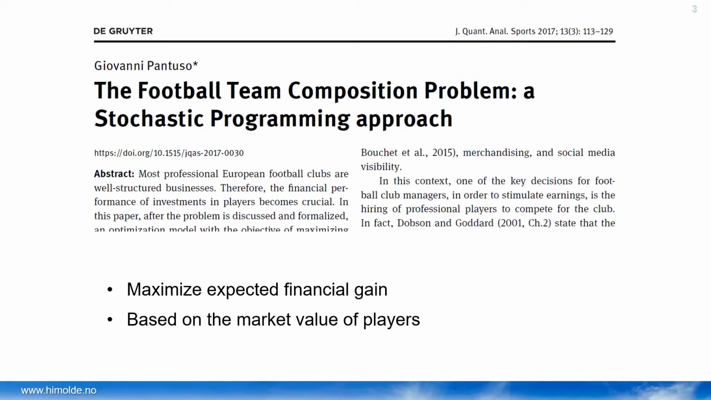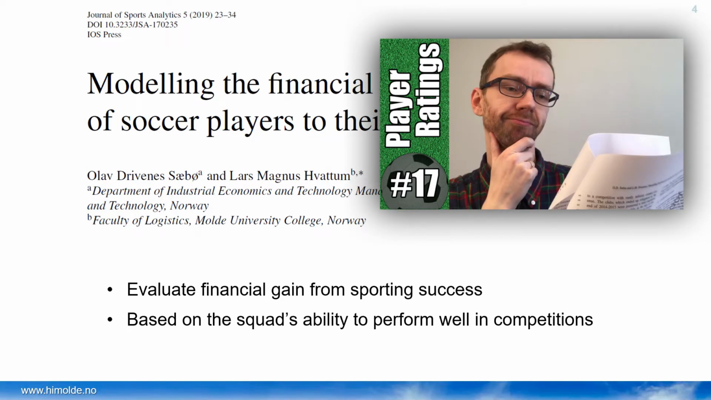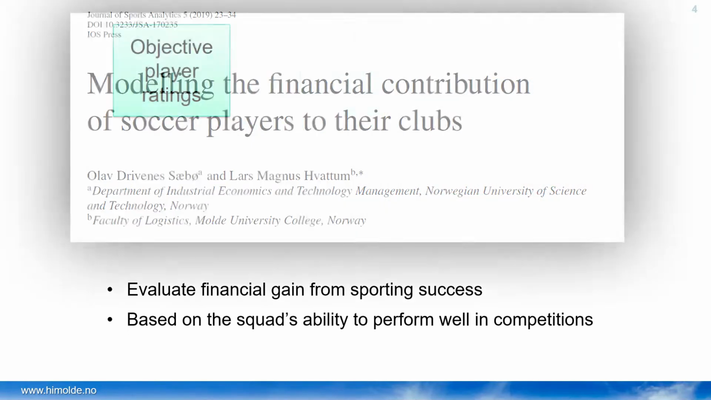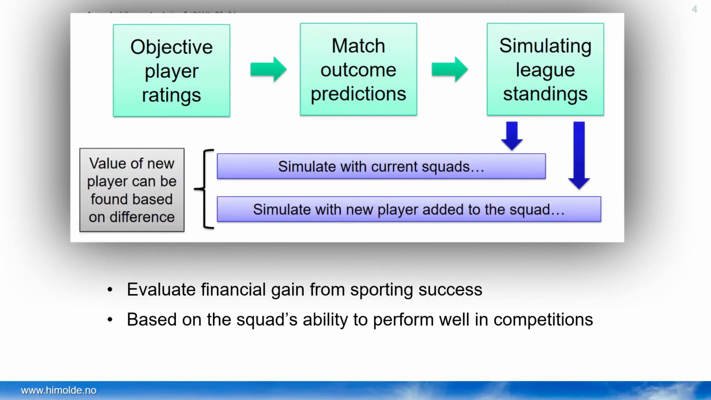In a previous paper, my co-author discussed a similar mathematical model with the goal of maximizing the expected financial gains of clubs. This paper focused on making decisions based on the market values of players, but did not at the same time consider the sporting performance of the team. On the other hand, in a previous paper by yours truly, which we have also discussed in a past video on this channel, the focus was on evaluating the financial gain that comes as a direct consequence of a team's sporting success, and then using this to derive the value of a given player from the perspective of a team.